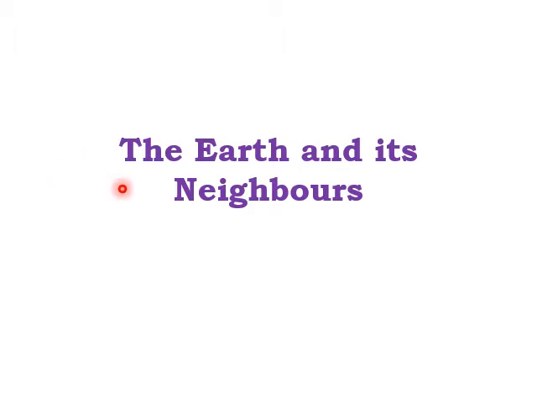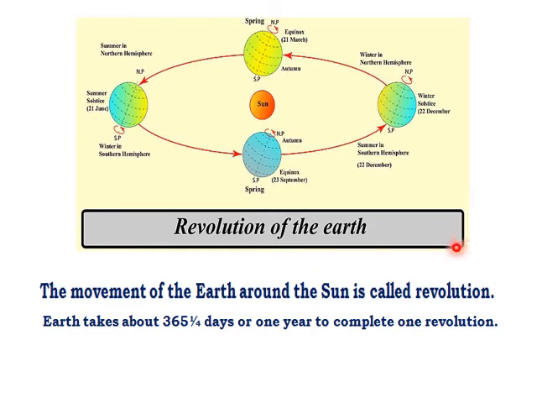Our today's topic is the earth and its neighbors. This is our third video, or part 3, of this chapter. In our previous video, we have learned that earth has two types of movement. One is rotation, which we have already discussed in our previous video, and another one is revolution, which we will discuss today.